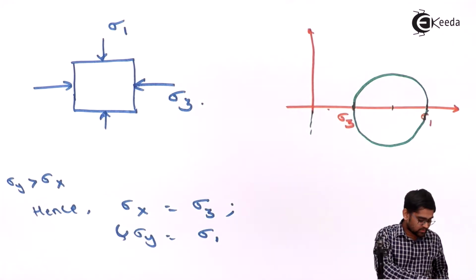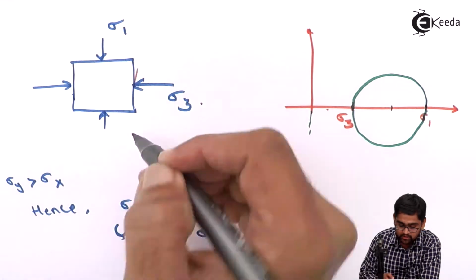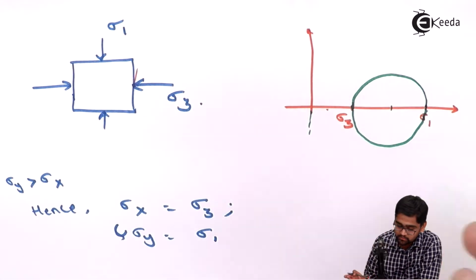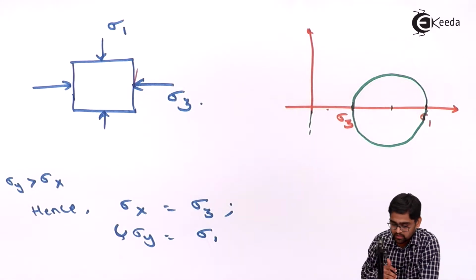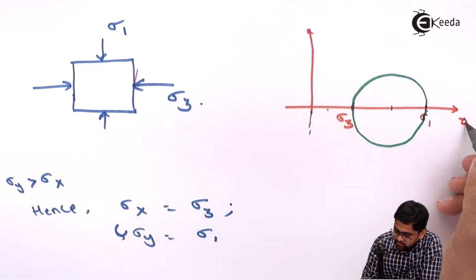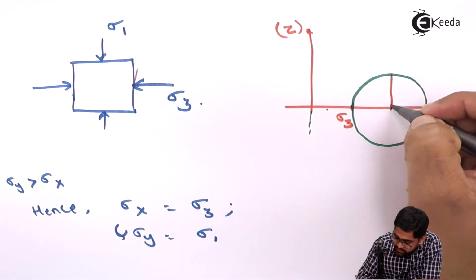And it's very simple as in this case, because there is no shear stress acting on this and this plane. So these themselves become the major and minor principal planes, depending on the magnitude of the normal stresses. So this is your sigma n, and this is your tau axis, and this is your radius axis.